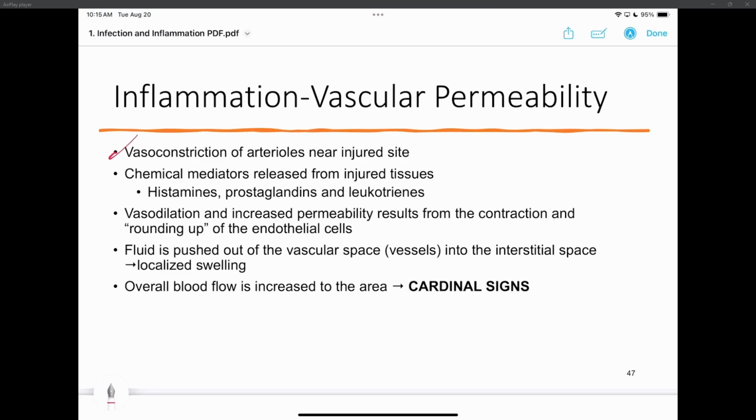We get vasoconstriction of the arterioles near the injured site. Why is that important? It prevents the spread of the infection. It also prevents washout of those healing factors. We want all that healing stuff to stay in the area of the damage. If you have wide open vessels on both sides of the injury, blood's going to go too fast and get all that stuff washed out. If you vasoconstrict both sides, the blood's going to stay in the area of damage longer. All those healing properties in the blood have time to get in and heal up that damaged tissue.